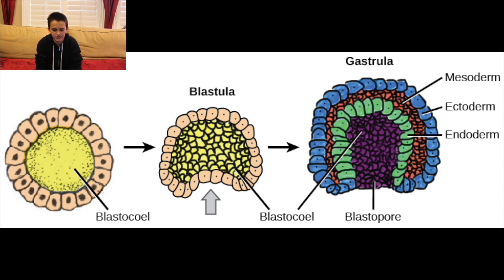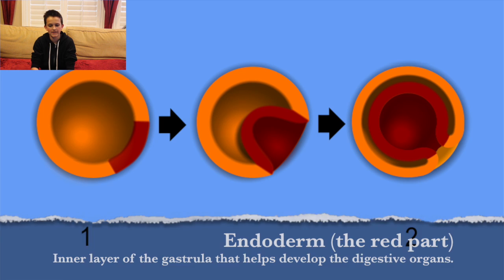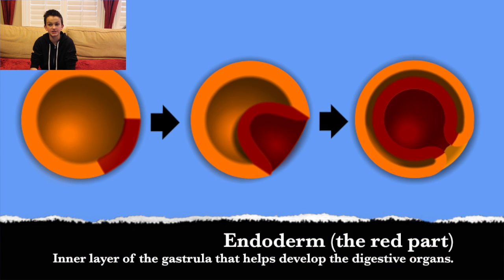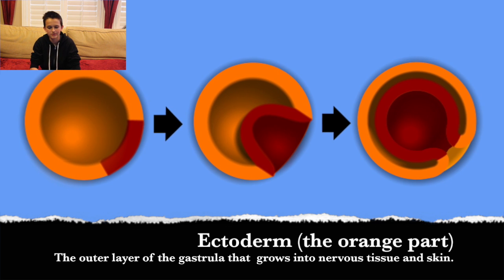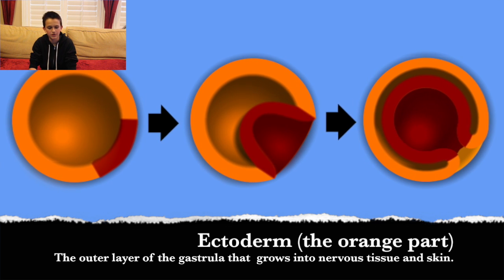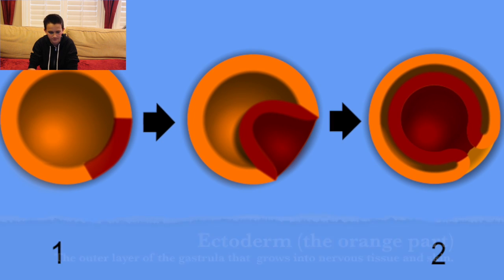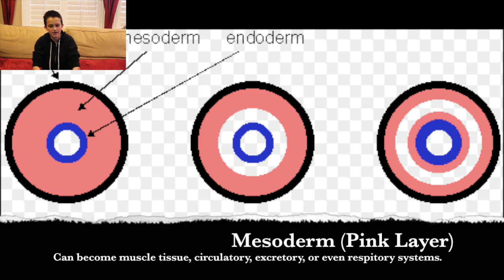Inside of this gastrula is an inner layer called the endoderm, and the endoderm makes the digestive organs. The outer layer of the gastrula is called the ectoderm, and it makes the nervous tissue and skin. Some cell division in animals continues until a layer between the endoderm and the ectoderm, called the mesoderm, becomes muscle tissue, circulatory, excretory, and in some, respiratory system.